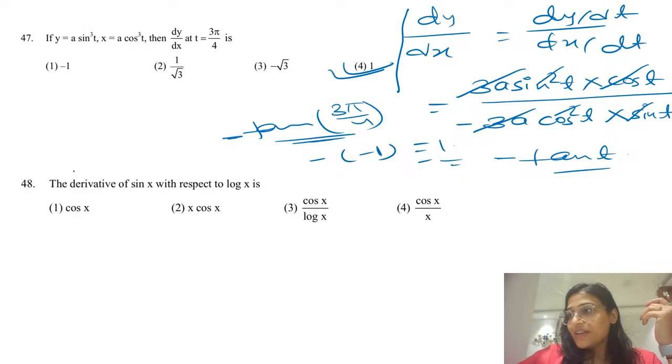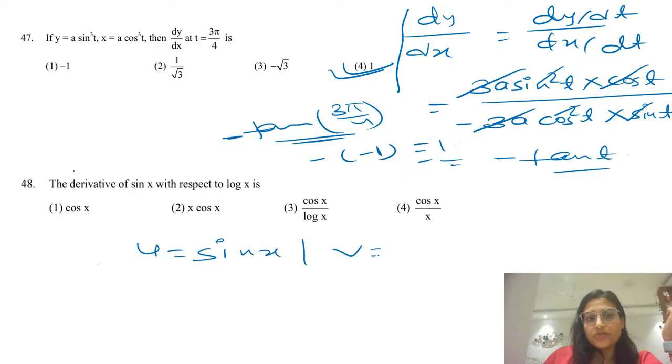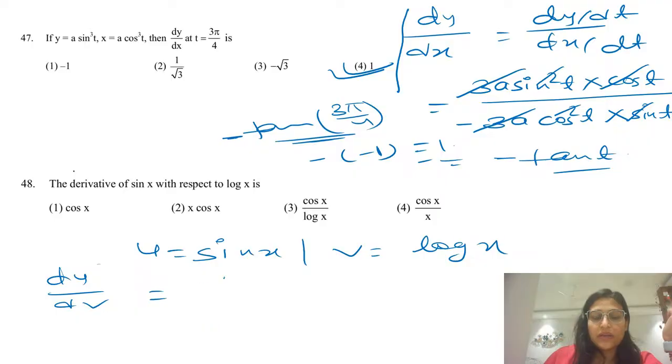So 1 is the correct answer for this. Now let's do the next question on differentiation. We have to find the derivative of sine x with respect to log x. So I just assumed u as sine x and v as log x, correct? We have to find du by dv. We'll do the same thing here. We first find du by dx, and this whole divided by dv by dx.